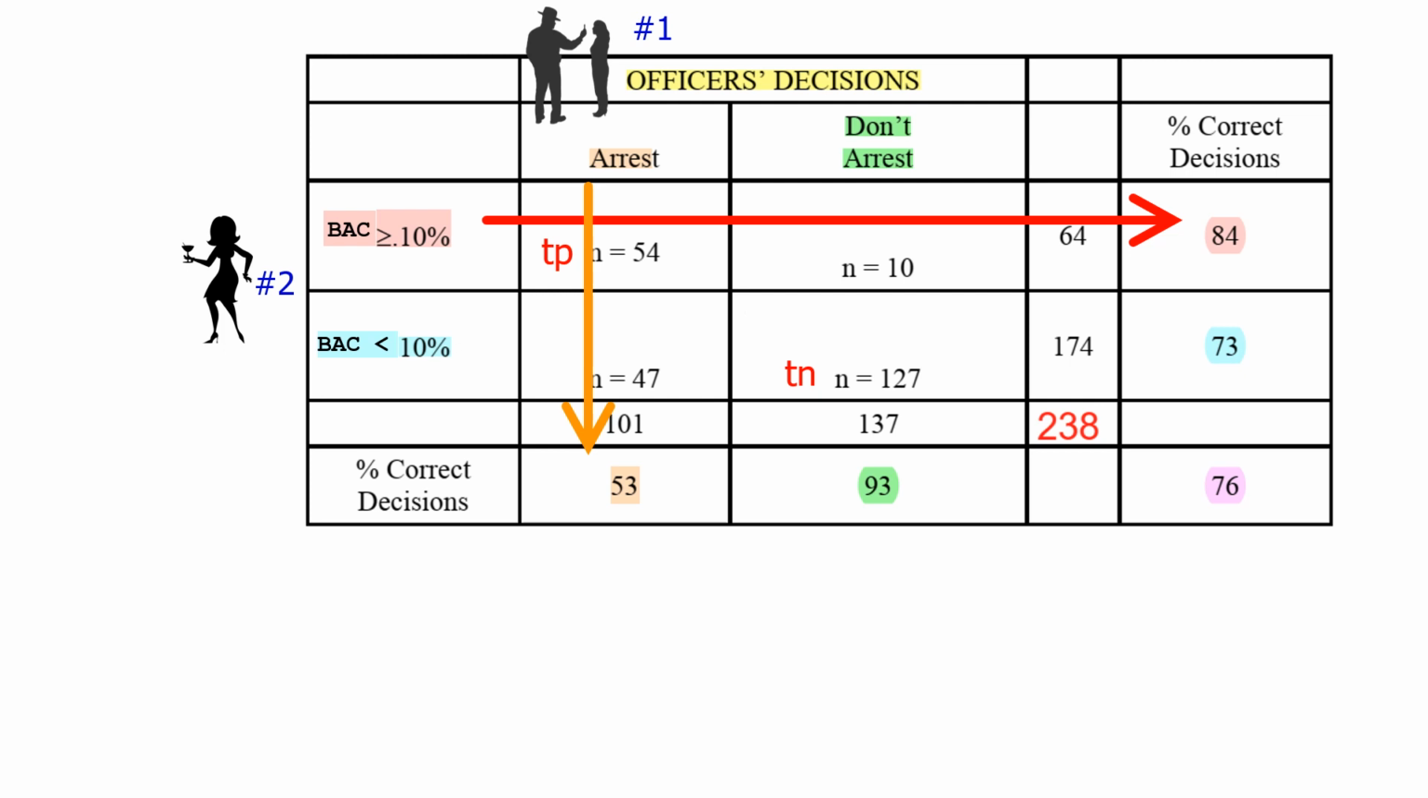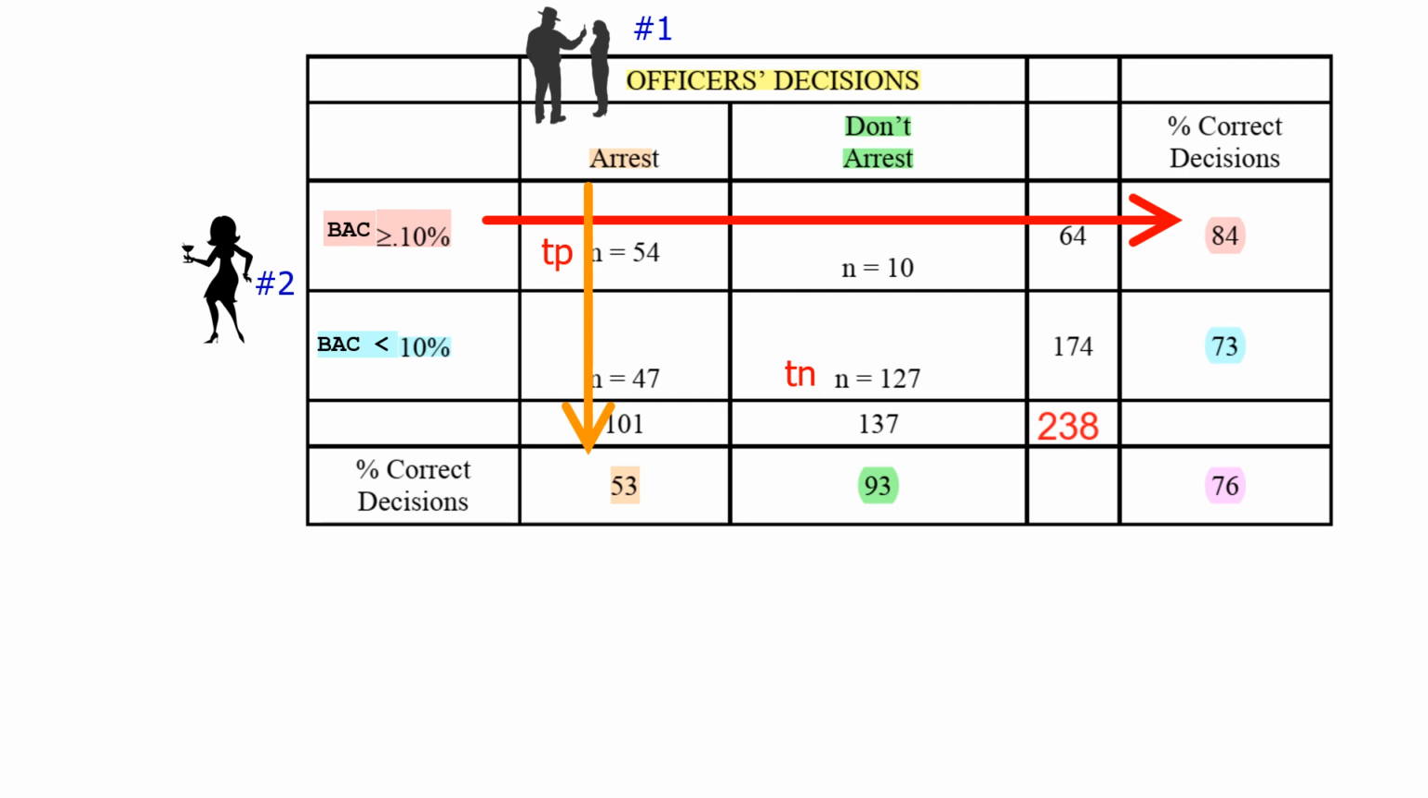Hey, wait a minute. How come those numbers are so different? They're both about people with a high BAC. How come one accuracy is pretty good, 84% is pretty good, but the other is terrible. 53% is basically a coin toss. A coin toss, BAC high, yes or no, is correct 50% of the time.